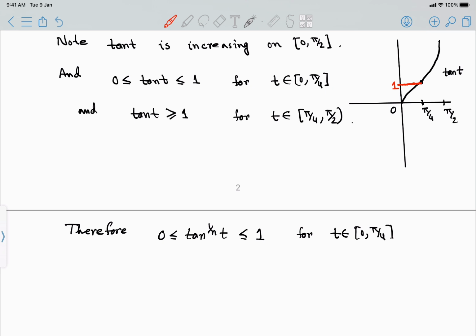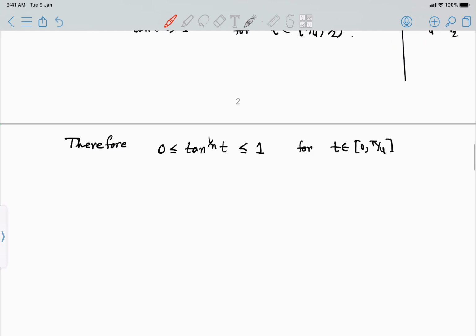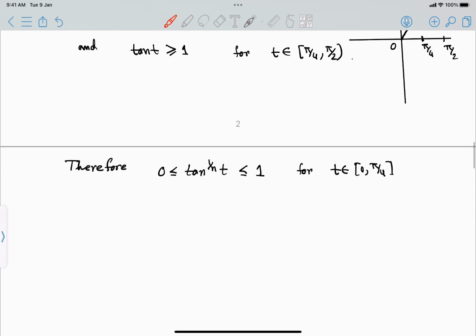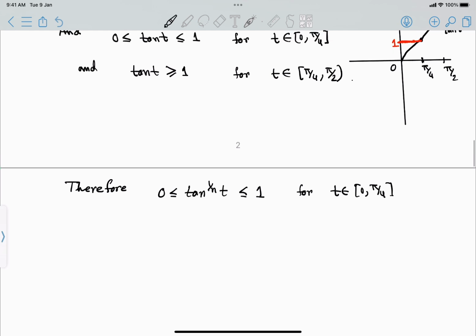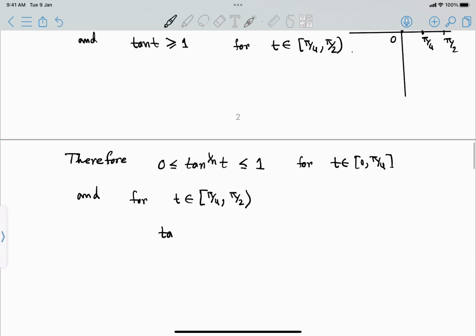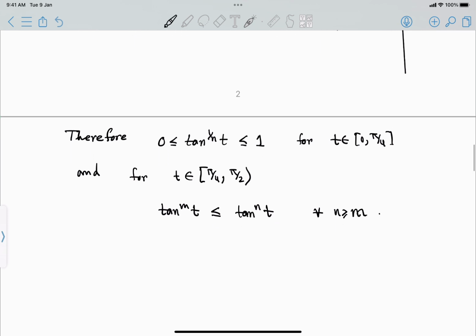And from pi by 4 to pi by 2 we have to find a function. And what will happen? Because tan t is bigger than or equal to 1, if you take a bigger power, it is bigger. For t belonging to pi by 4 to pi by 2, what will happen? Tan to the power m of t is less than tan to the power n of t, right? For all n bigger than or equal to m, because here tan t is bigger than 1. So if you take the bigger power, it will be bigger.